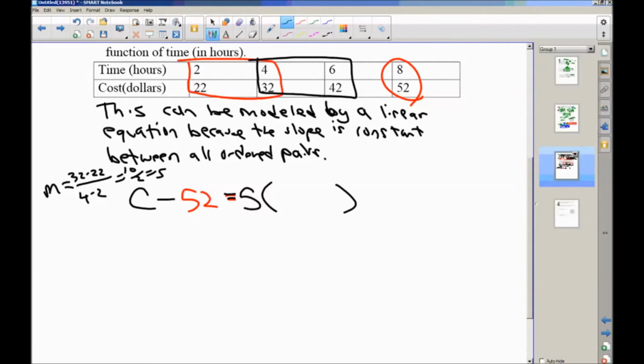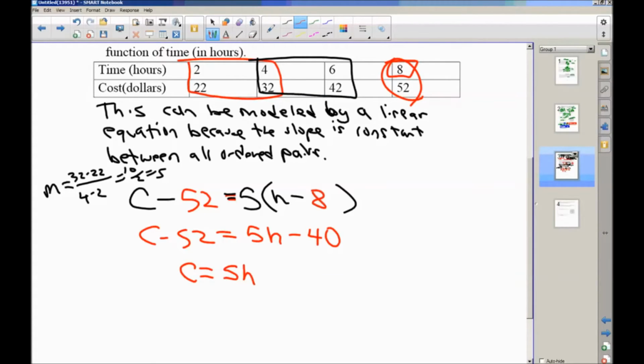And then we have function of hours. So hours minus, and in our case, we're using this point again. So this is going to be 8. Now all I have to do is solve for the cost, and then I'll have the cost as a function of hours. So C minus 52 equals 5H minus 40. And then you add 52 on. So 5H plus 12. So the cost is equal to 5 times the number of hours plus 12. All right, this concludes our notes.